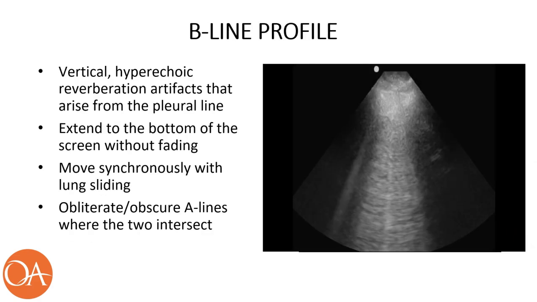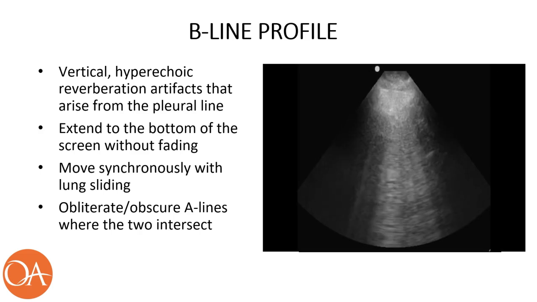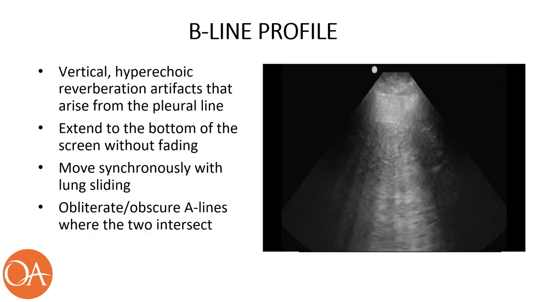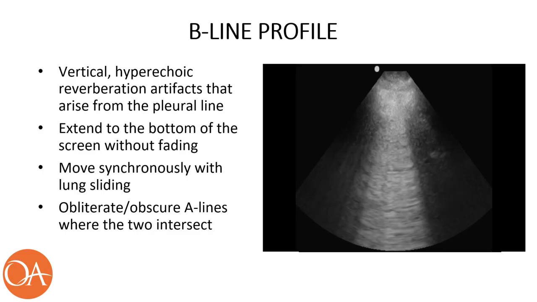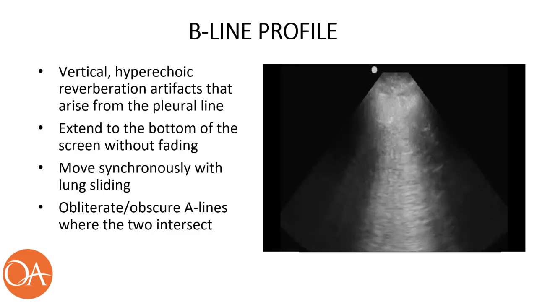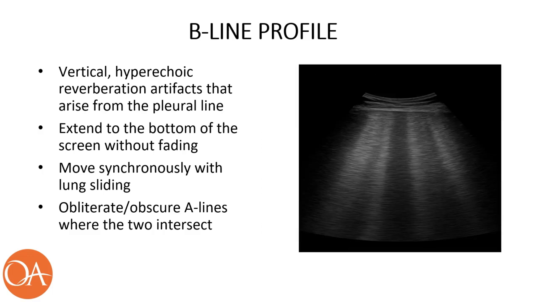B-lines are vertical hyperechoic reverberation artifacts that originate from the pleural line. They represent an interaction of ultrasound waves with fluid-filled or thickened interlobular septa within the lung parenchyma. They extend from the pleural line all the way down to the bottom of the screen, typically at least 15 centimeters, without fading. They move in synchrony with lung sliding, confirming their origin from the pleural line. B-lines typically obliterate or obscure A-lines where the two intersect, as they interfere with normal reverberation artifacts caused by air-laden lung.